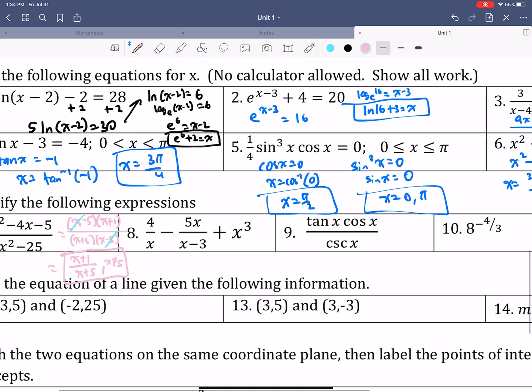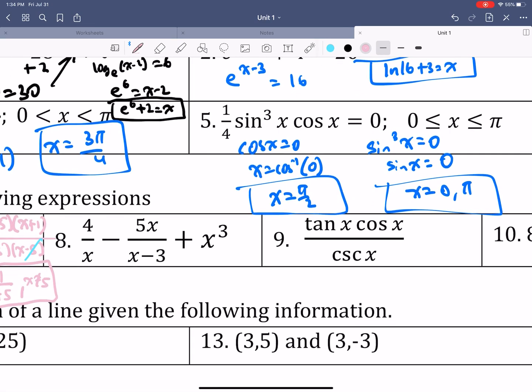Next one, we got 4 over x minus 5x over x minus 3 plus x cubed. LCD is again the way to go. LCD is x times x minus 3. So that's going to give me 4x minus 12. I already distributed the 4 with the x minus 3. And then I'm now going to have minus 5x squared plus x cubed times x squared minus 3x, because x cubed has none of the denominators, so we have to put it all together. And all of this is going to be over x squared minus 3x.